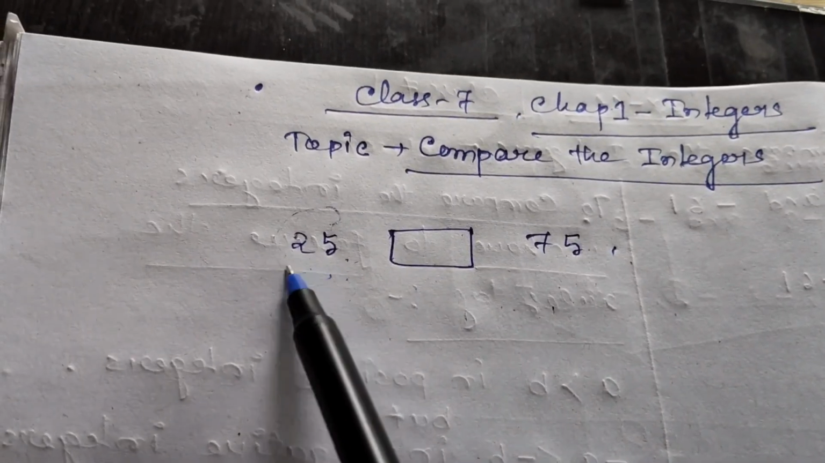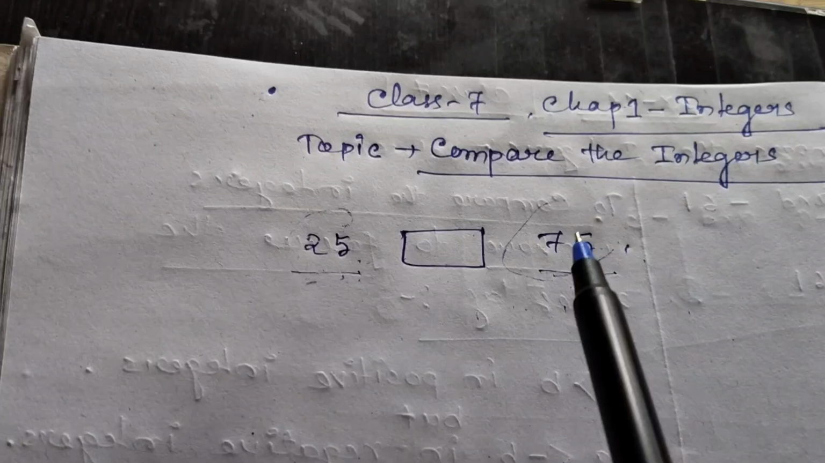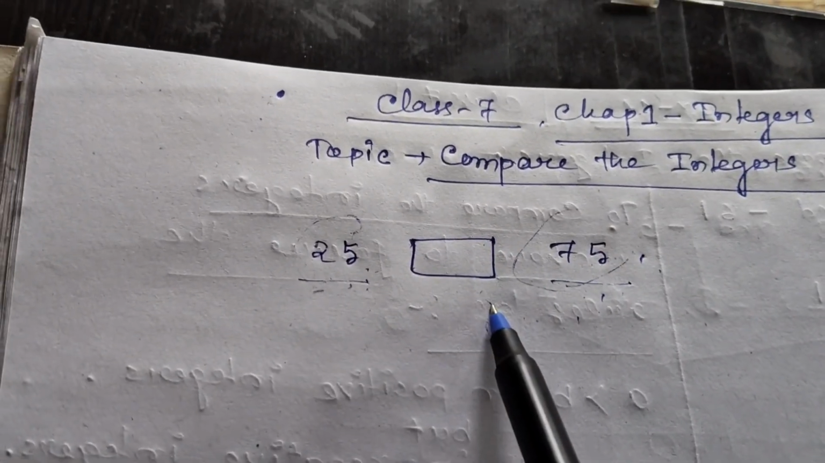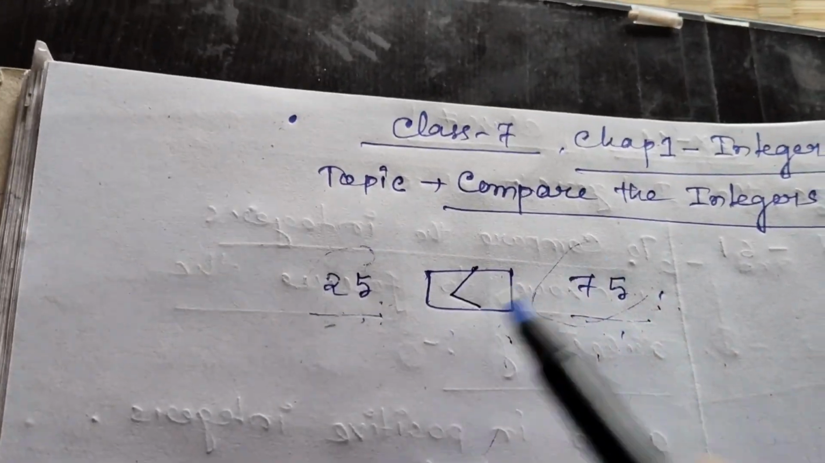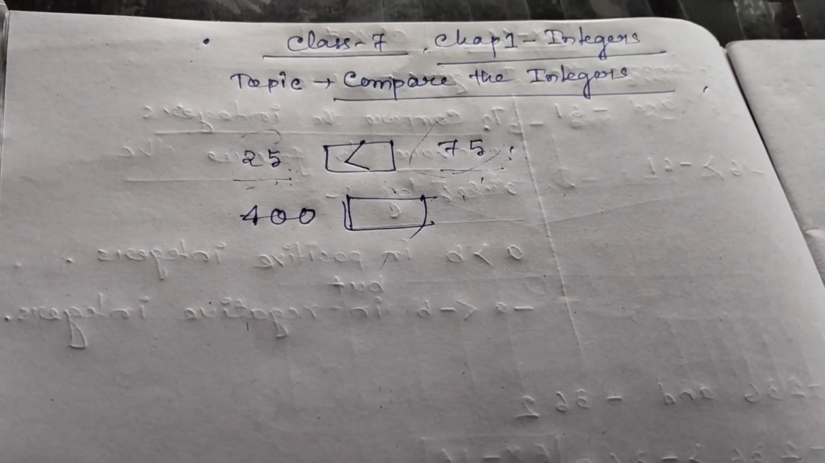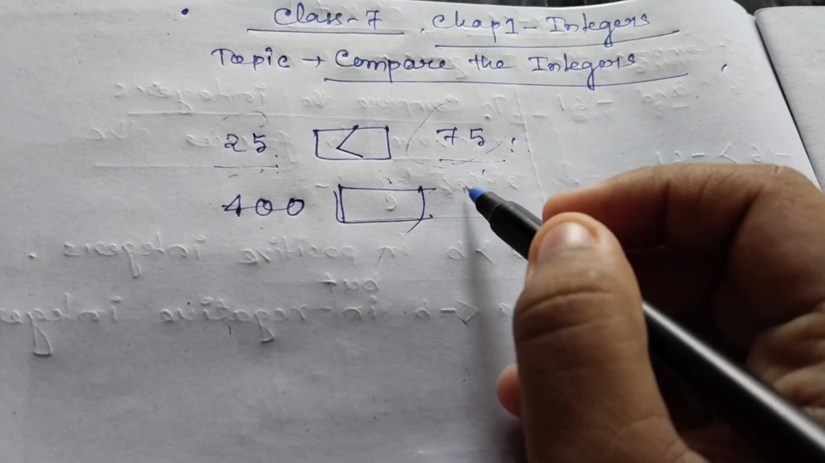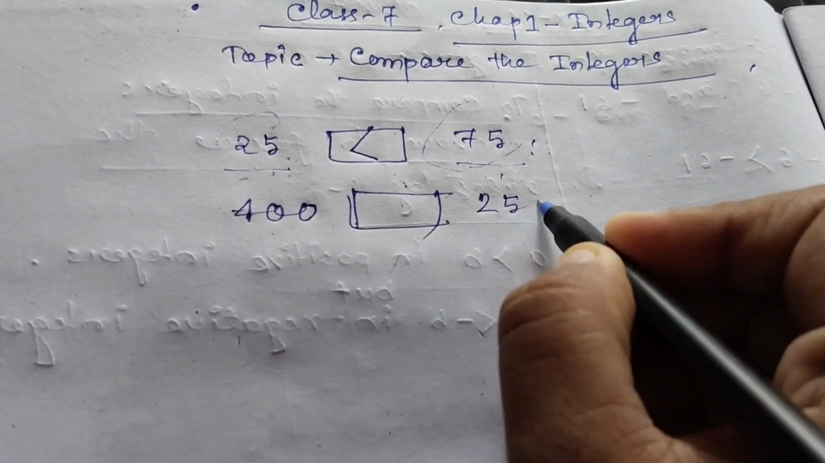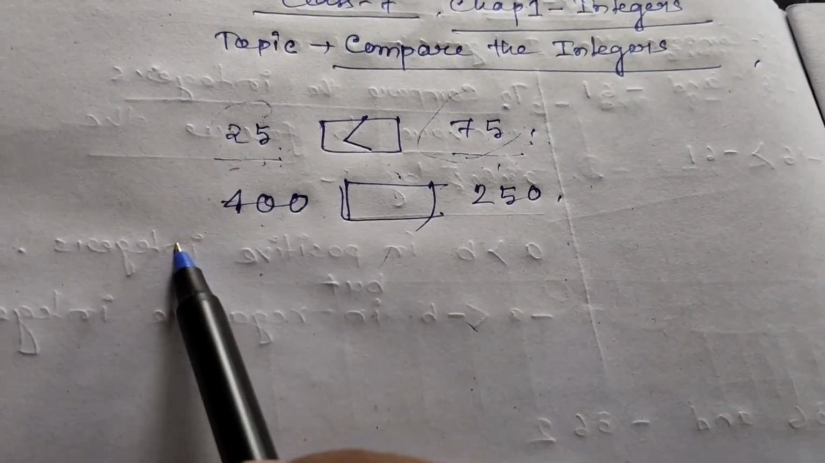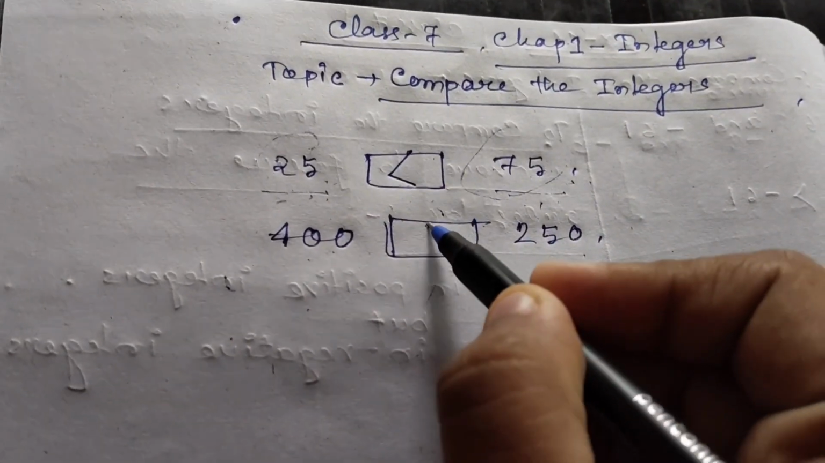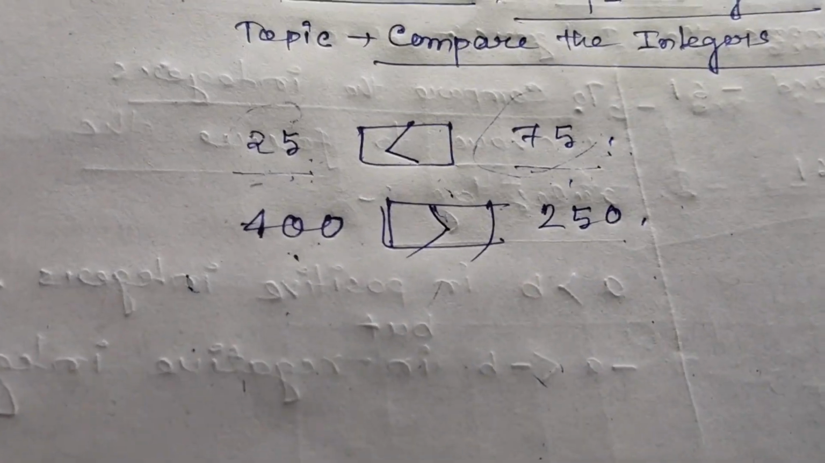In 25 and 75, which is bigger? 75, right? So we will put the greater sign towards 75. Let's take another example: 400 and 250. In the case of comparing positive integers, which is bigger, 400 or 250? We can easily put the greater sign towards 400.